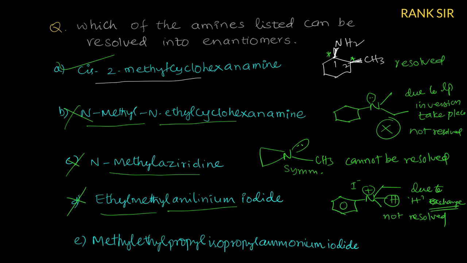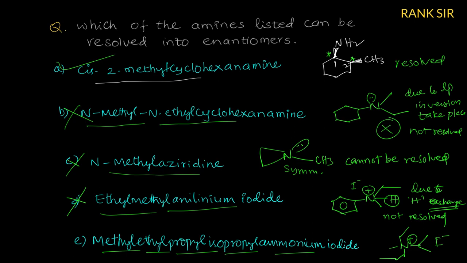So this is also not possible. It is actually a quaternary ammonium salt, but due to proton exchange, it is not possible. Next, the last and final one is methyl ethyl propyl isopropyl ammonium iodide. Keep in mind, this is a nitrogen on which methyl is there, ethyl is there, propyl is there, isopropyl is there, and this is positively charged and this is negative.